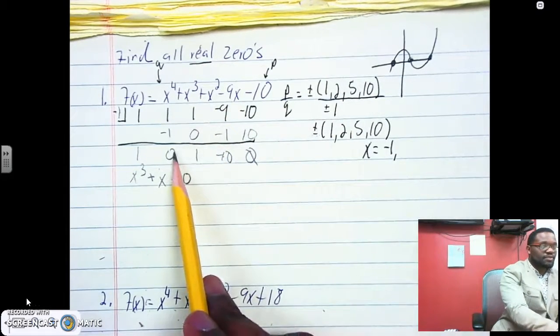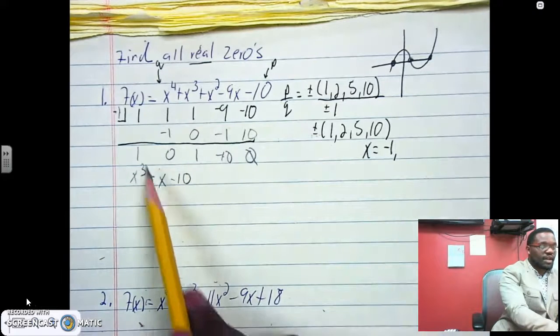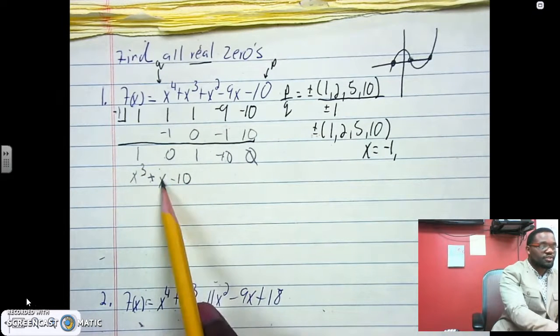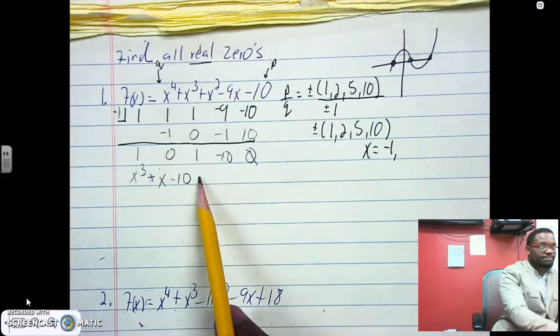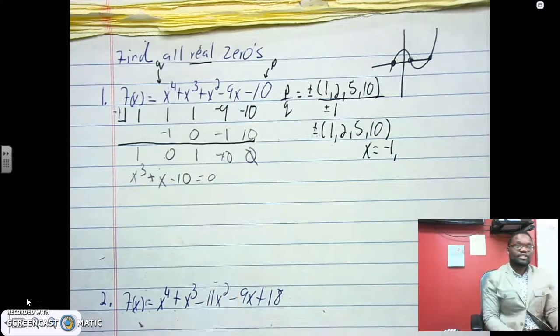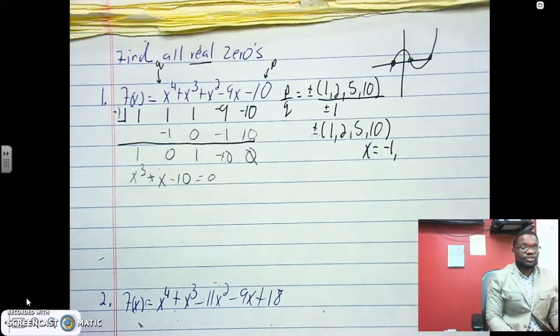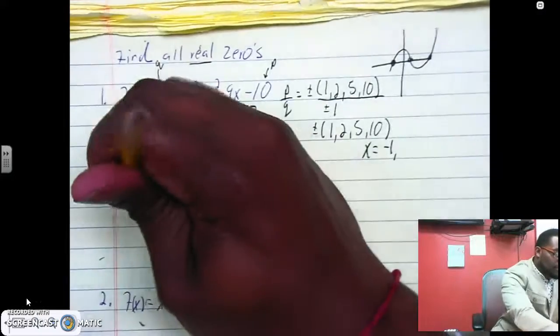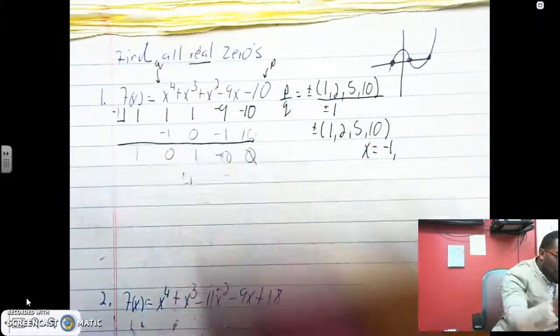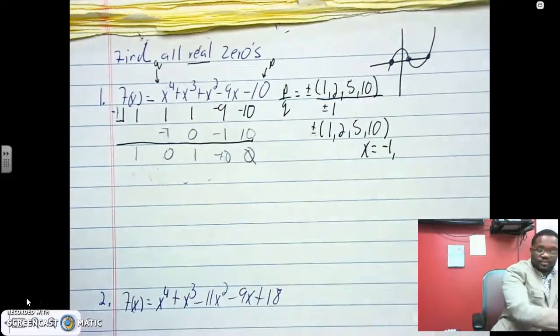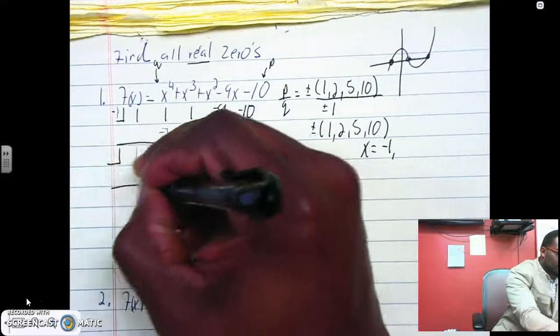Because the 0 is where the x squared was. So x cubed, x squared, x to the first power minus 10 equals 0. Now I could use that and try to do some solving, but that wouldn't make sense, guys. It's not sensible. So what I'm going to do is not use this at all. And what I'm going to do is actually set up synthetic division again.